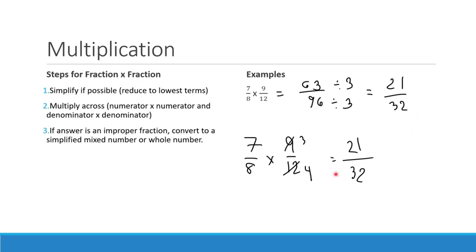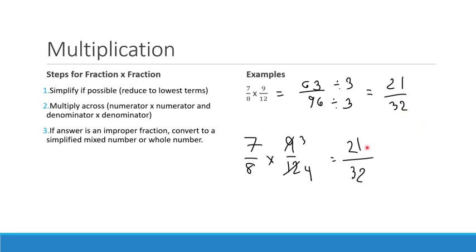Another way to go about this is to simplify any fractions first before multiplying. In this example, 9/12 can be simplified. If I divide each term by 3, I get 3/4. 7 times 3 will give me 21, and 8 times 4 will give me 32. Notice it doesn't matter which way you go about it, you will get the same answer.